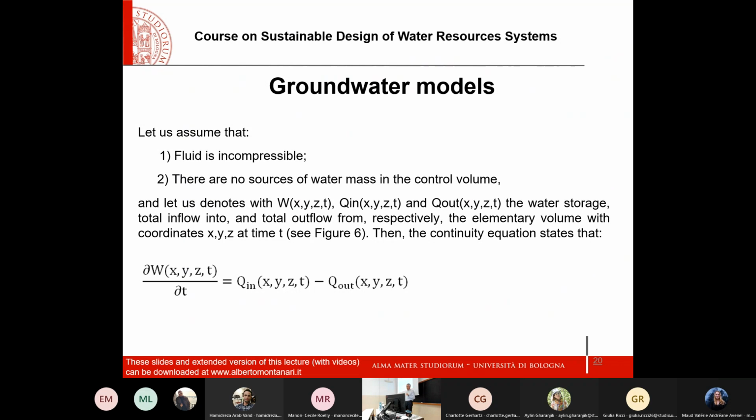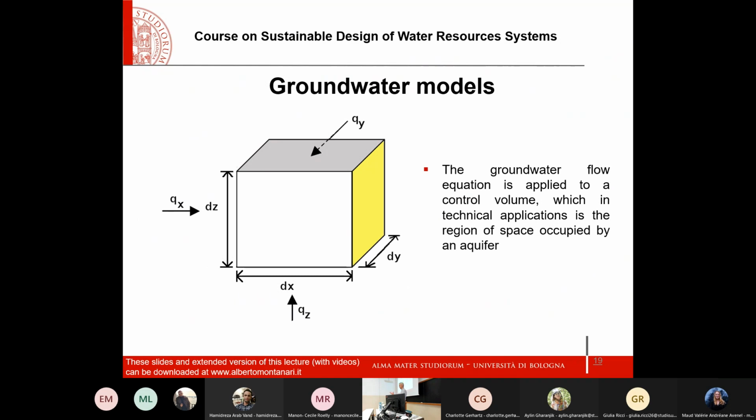So the mass density of the fluid is constant. And let's assume that there are no sources of mass in the control volume. So in this cube here, you don't have springs inside. You have flow through the sides and storage that changes because you have these flows through the sides. So if you have inflow higher than outflow, you have an increase of storage. The opposite is true. If you have outflow that is higher than inflow, you have a decrease of storage.